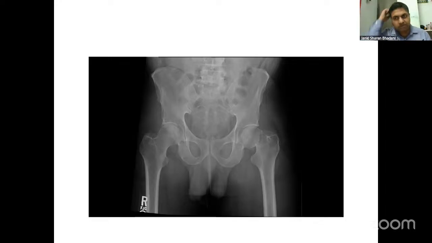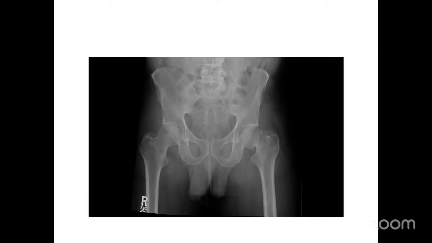Sir, this is a plain radiograph of a mature skeleton showing the pelvis with both hip joints and the proximal femur bilaterally, with a left side neck of femur fracture.